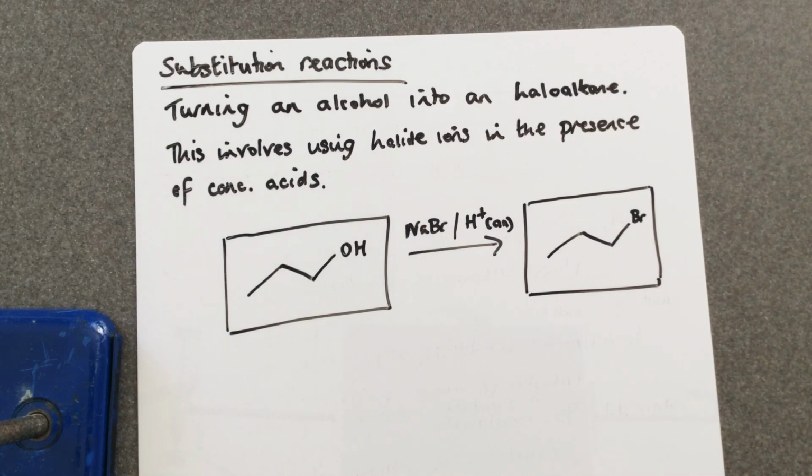You need to use halide ions, usually provided by something like sodium bromide, in the presence of a concentrated acid, like concentrated sulfuric acid. And when you have sodium bromide and concentrated sulfuric acid, the OH group is replaced by, in this case, the bromine atom. This is a substitution reaction, a swapping. In this particular example, we've gone from propan-1-ol to 1-bromopropane. That's the end of this video.